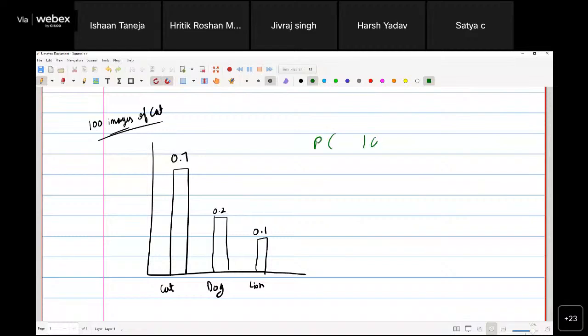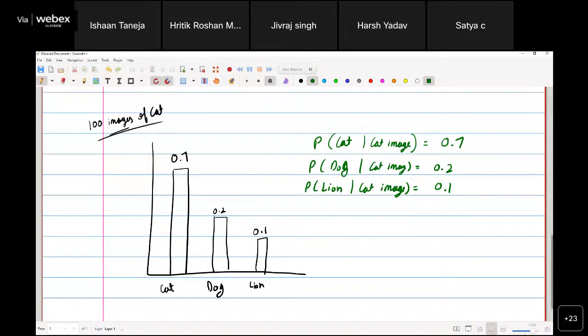You have shown the image of cat, and you are interested in the probability that it has correctly predicted cat. So it is 0.7. It has predicted dog given cat image, it's 0.2, and similarly, given cat, the last one is 0.1. Okay, now let's modify this question a bit.